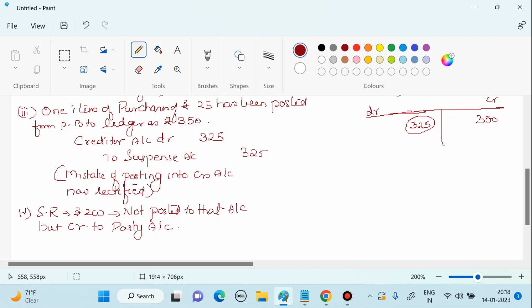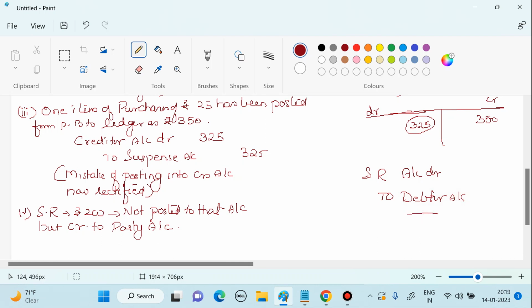Next one. Sales return of 200 from a party has not been posted to that account. So when this is sales return, what is the journal entry that is passed? For sales return, it's sales return account debit to person account. Debtor account.